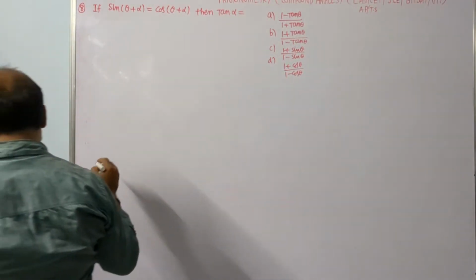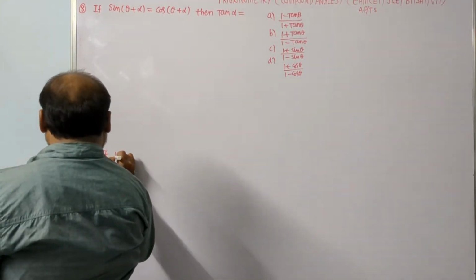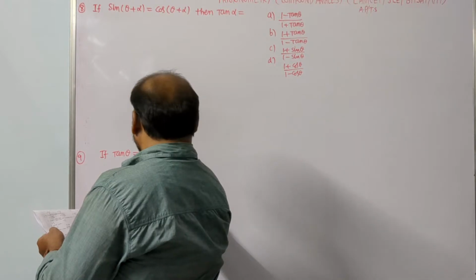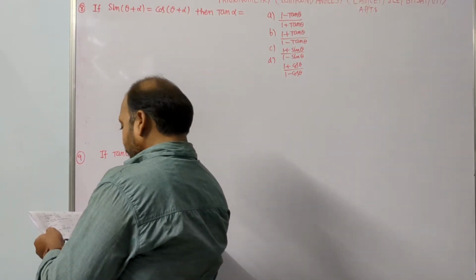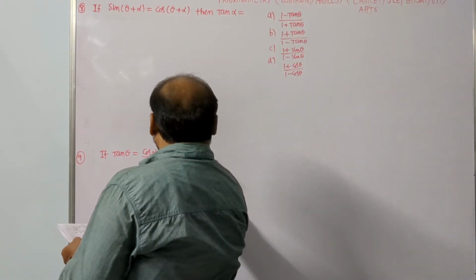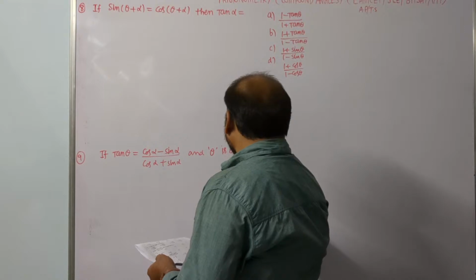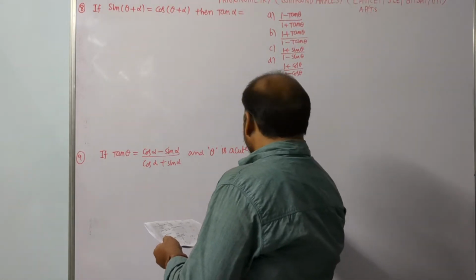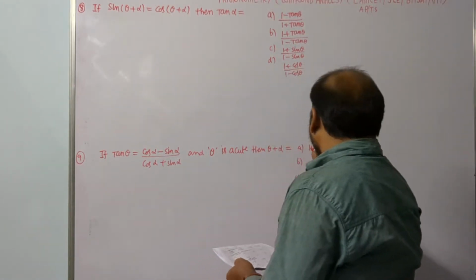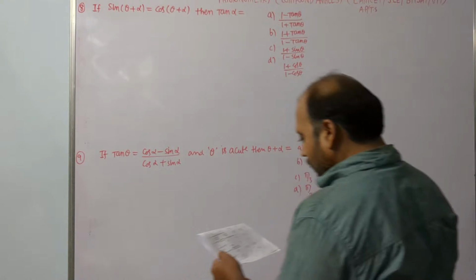The next question is question number 9. If tan theta is equal to cos alpha minus sin alpha divided by cos alpha plus sin alpha and theta is acute, then theta plus alpha is equal to, options: pi by 5, pi by 4, pi by 3 and pi by 2. So it will be enough for this.